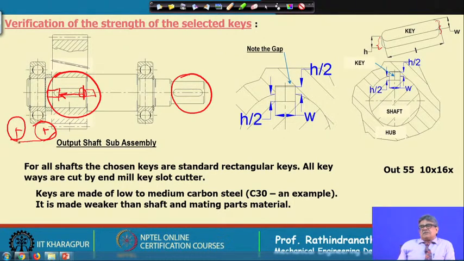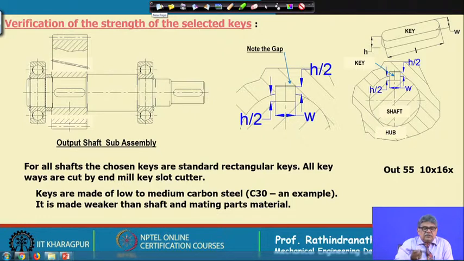But if we cut the keyways in this way, this will not be convenient. So, the best thing, if this keyway is in an intermediate position, then we should make it with the end mill cutter. So, it will look like that.